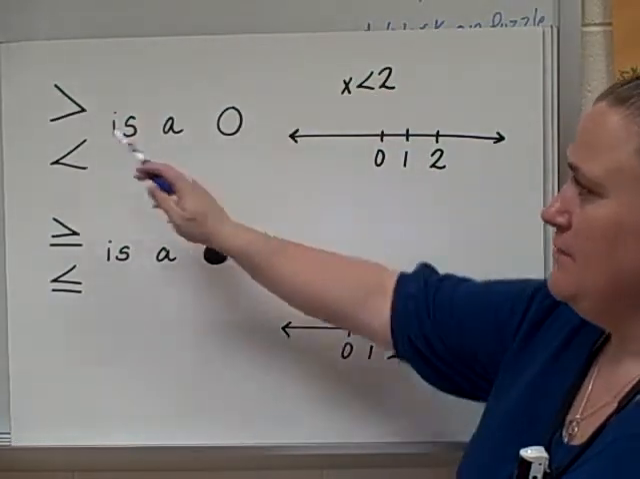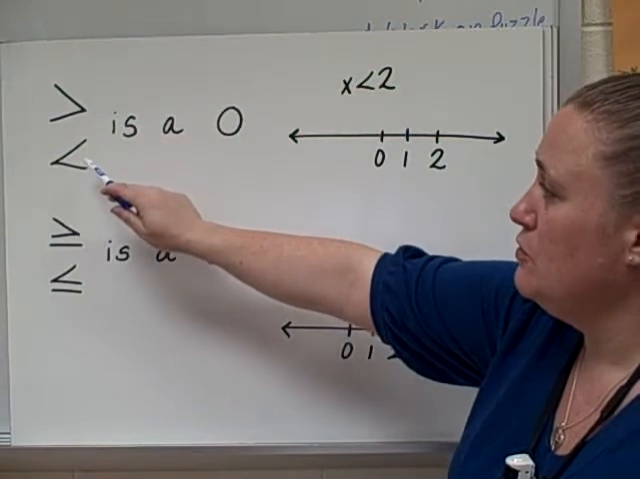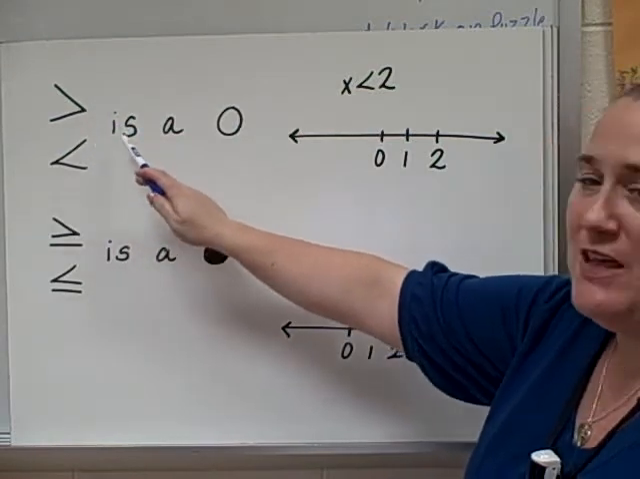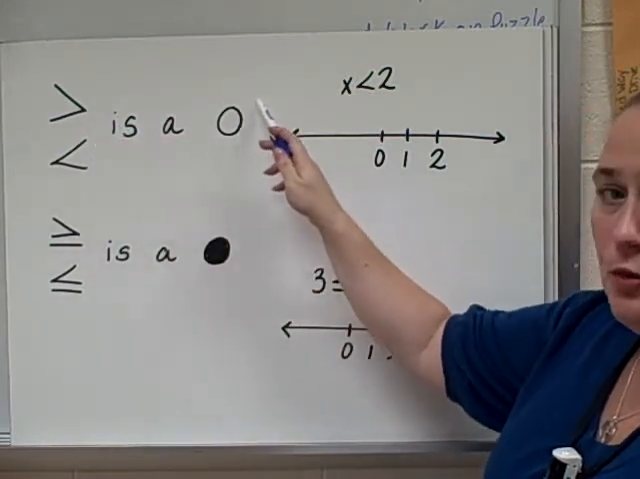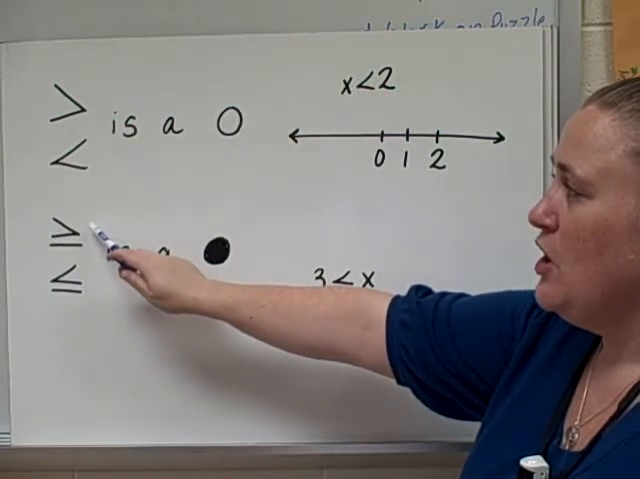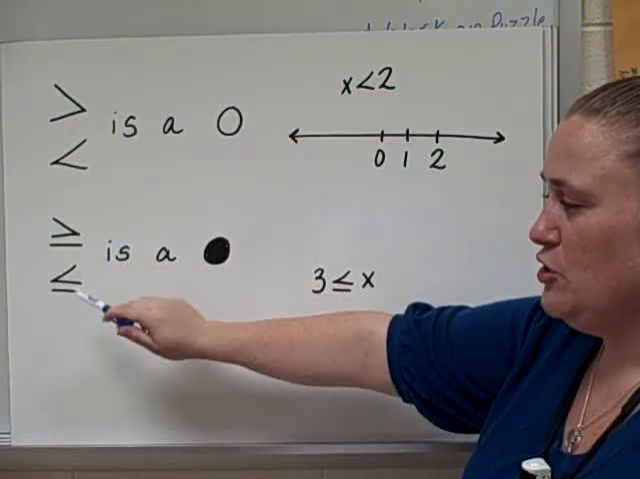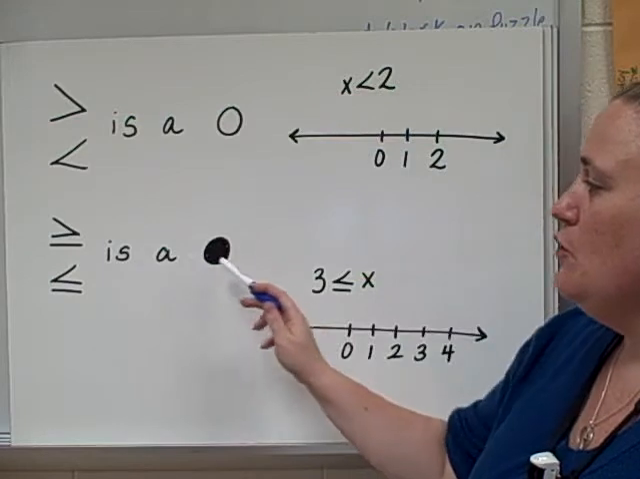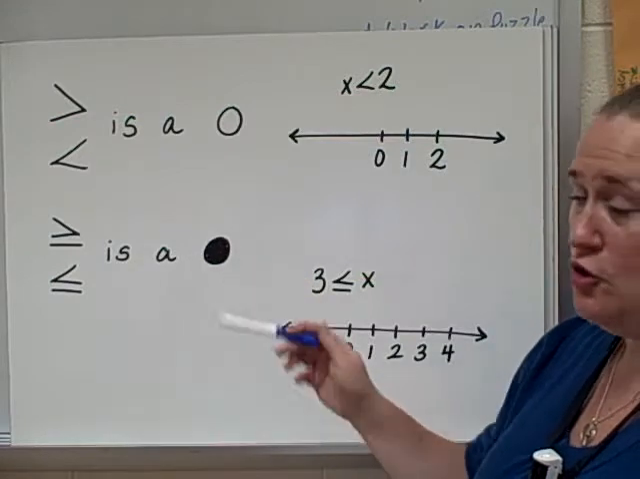Graphing an inequality. We've got less than and greater than, and when we graph, we use an open circle. We have greater than or equal to and less than or equal to. We use a closed circle.